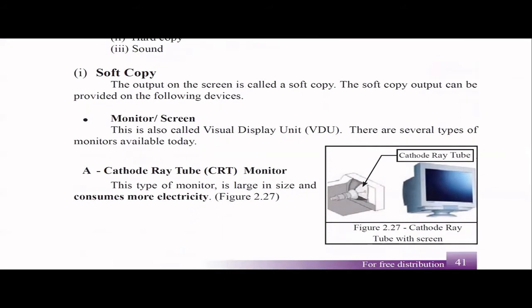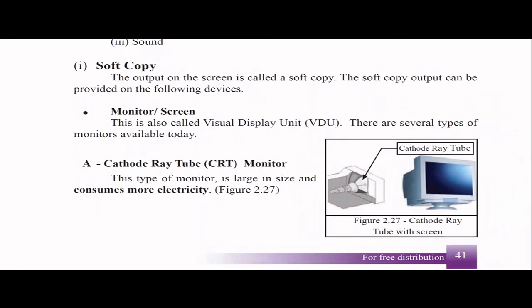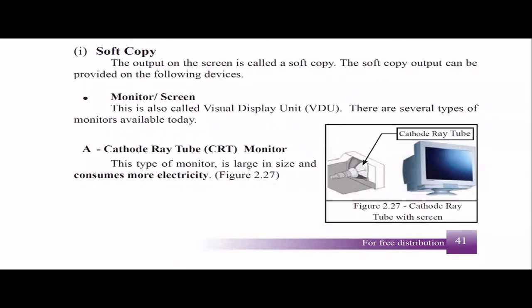Soft copy means the output on the screen, which is intangible, which you cannot touch. The monitor gives an intangible output because you cannot touch it. It's a soft copy. The monitor is one of the very common output devices we have. People call it a screen or visual display unit. There are various different types of monitors.